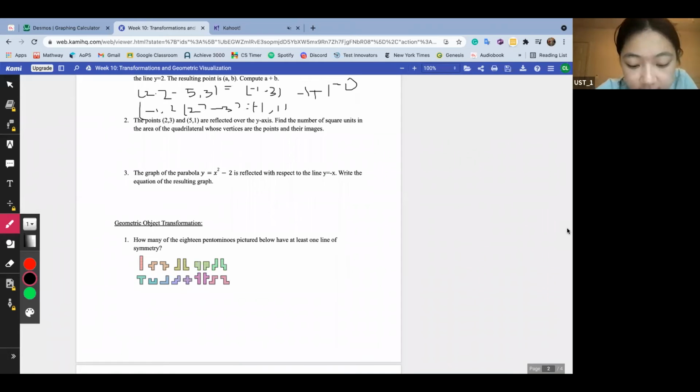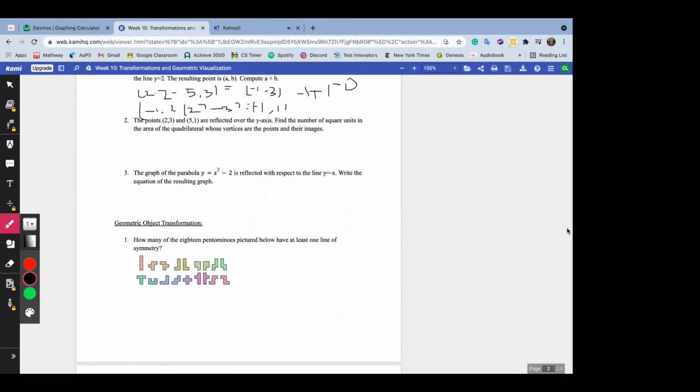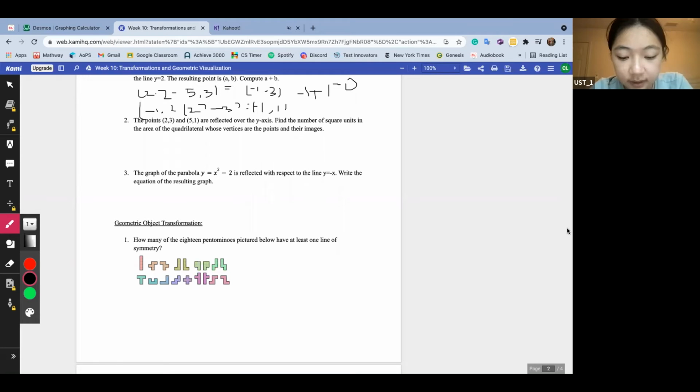I'm actually going to explain it because it's a bit different than what I explained before. We want to reflect it across the line y equals negative x. How we can actually do this is we can plug in negative x for y and negative y for x.